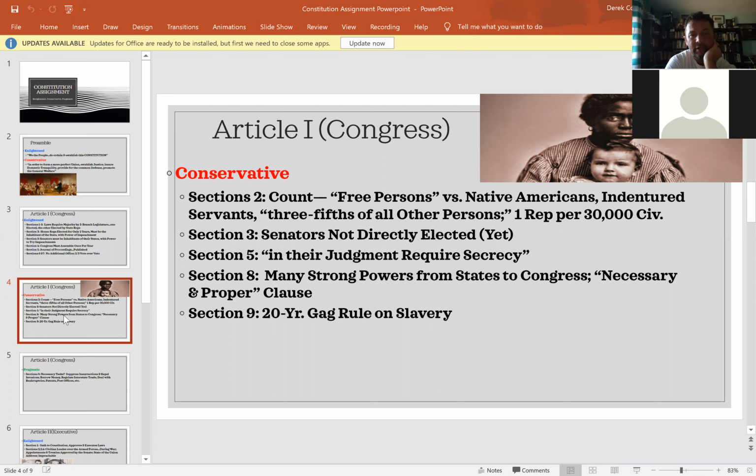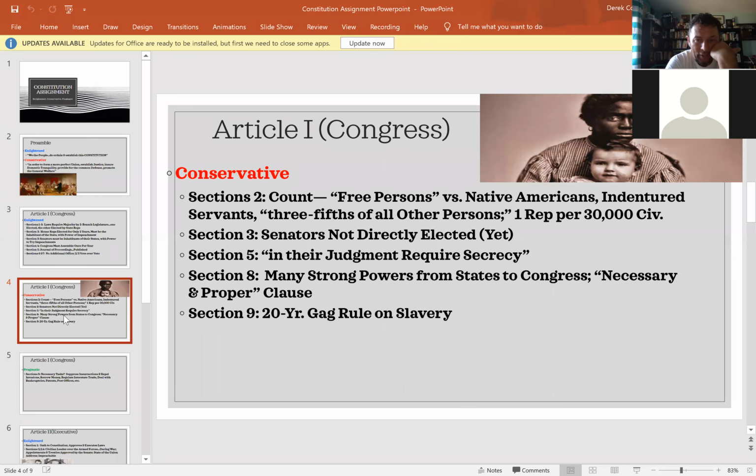Section 5, in their judgment, requires secrecy. So they have to publish from time to time the proceedings of Congress, except in times in which, by their judgment, what is spoken about and voted on in Congress ought to be held in secrecy. So that's conservative to me, right? They don't have to be completely transparent with us.